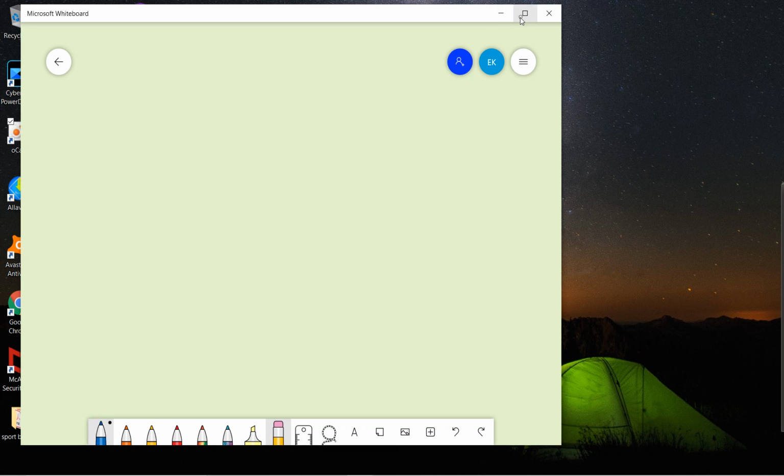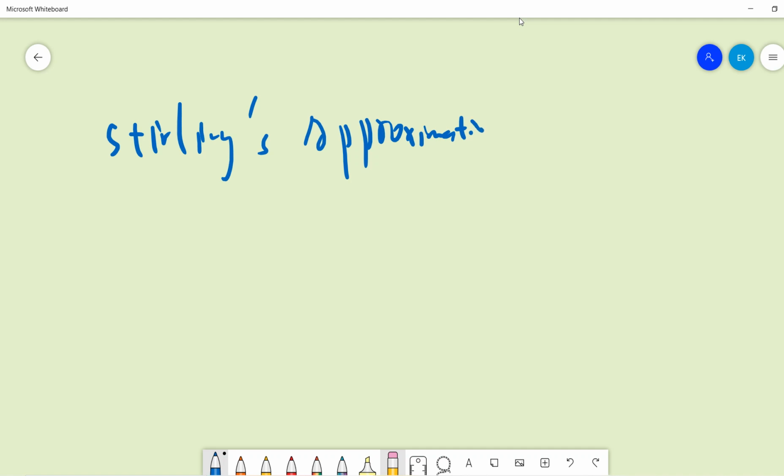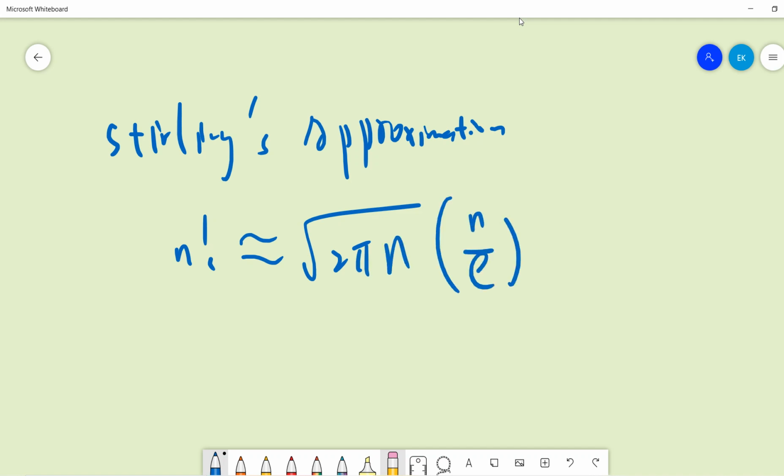So this video is trying to give a short derivation of Stirling's approximation, or people like to say Stirling formula. Basically, n factorial is close to the square root of 2 pi n, times n to the n divided by e to the n.